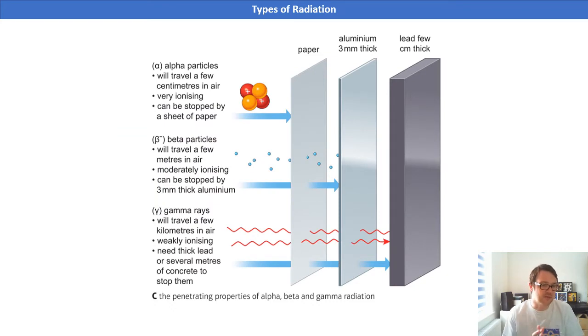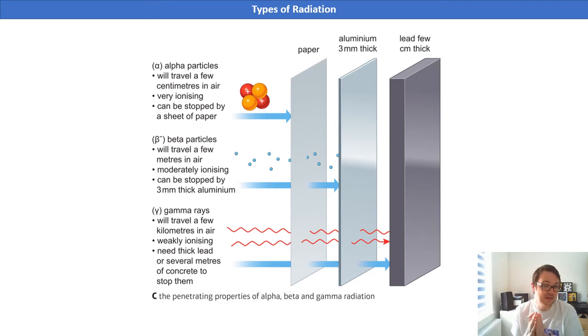Okay, so hopefully you've seen this diagram before, but if not, let's talk it through. Alpha particles will only travel a few centimeters in air, and they will be stopped by paper. So if we're looking to check whether we've got alpha particles, we can put our detector the other side of paper, and if the count has dropped from when there's no paper to when there is paper, then that must have been alpha.